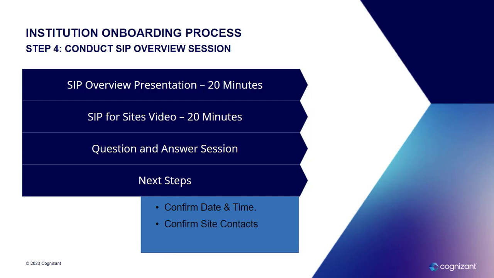Confirm the site contacts. You will need the research director or someone who understands in detail how the institution operates and who understands each step of the clinical research process. You will also need the individuals who will actually enter information and have a hands-on role in SIP. These individuals will be the OPM or FPM role in SIP.